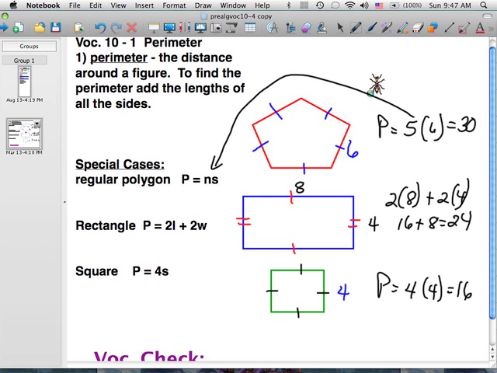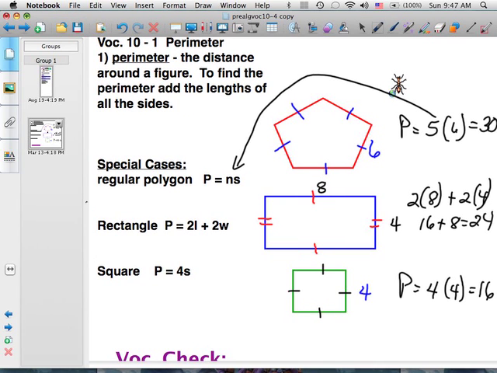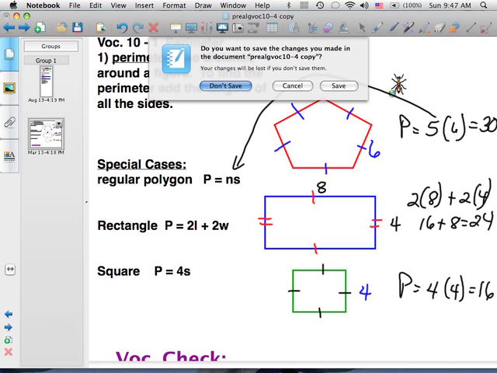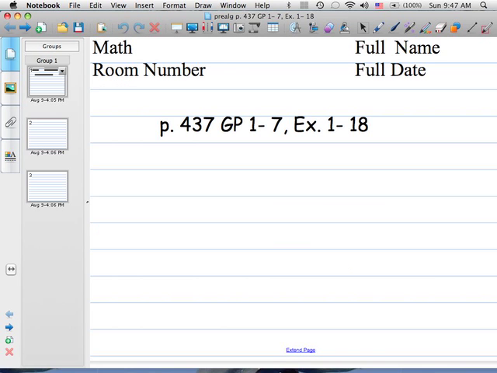So we're ready to go ahead and do the assignment, which is on page 437. So turn to that right now. Make sure your paper's headed, folded in half. And number 2 on 437, guided practice.